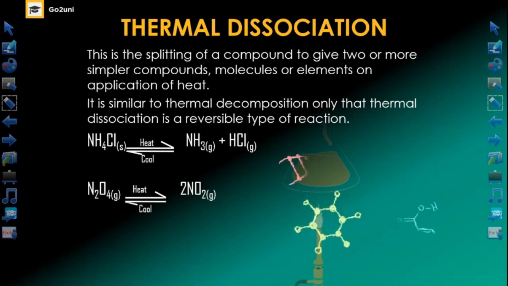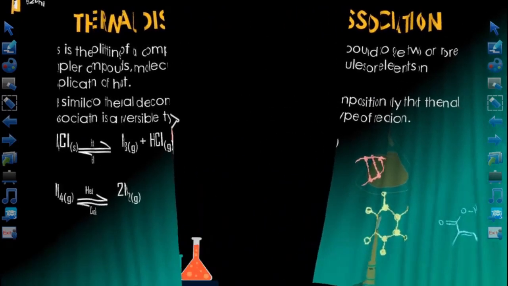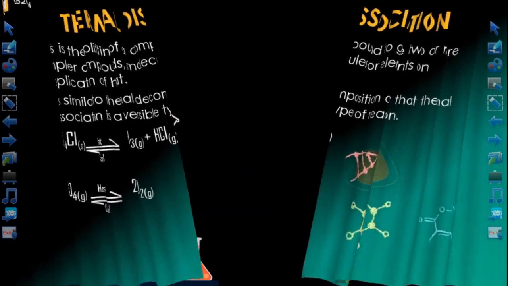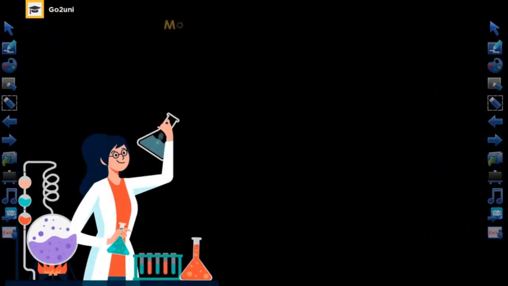Away from thermal dissociation, let us look at our next subtopic, which is mole relationships.